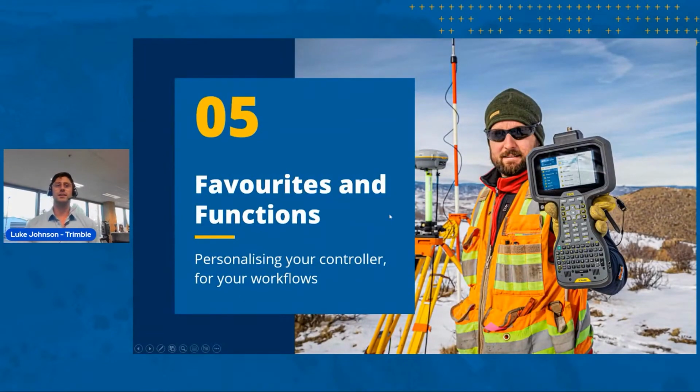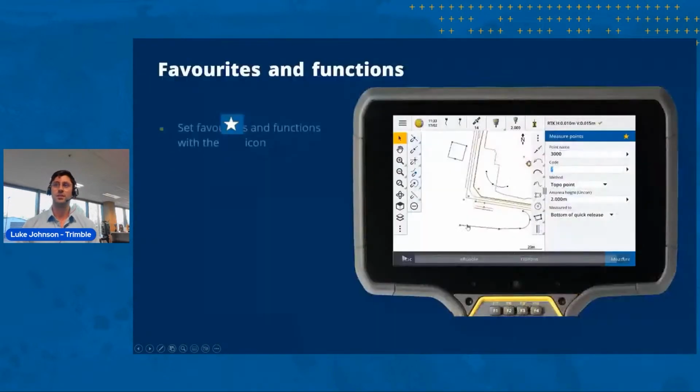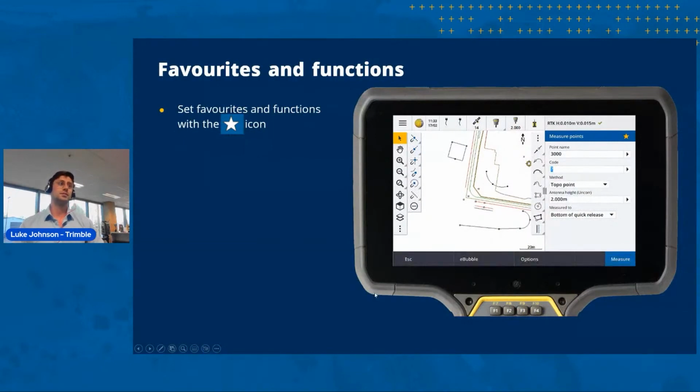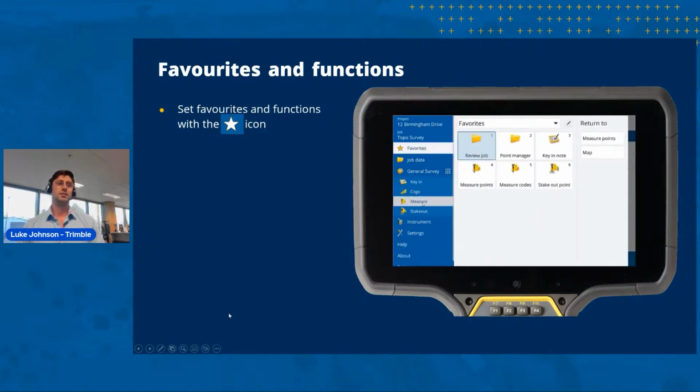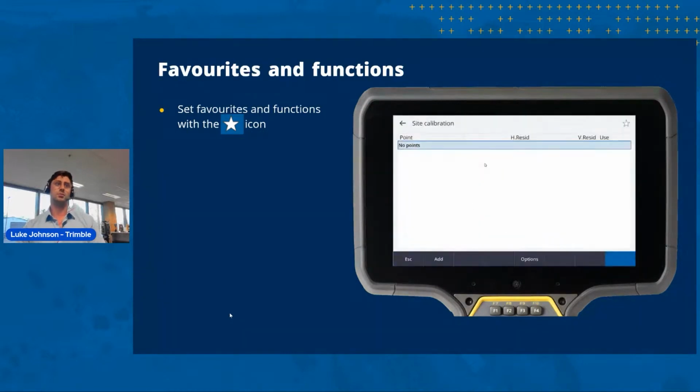Another really good, easy way to personalize the controller to your workflow and make your workflow easier is the favorites and functions. You can set any form in Trimble Access to be a favorite or a function. You do this by tapping the little star icon in the corner of the form. So here, I'm going to set the site calibration form to be a function.